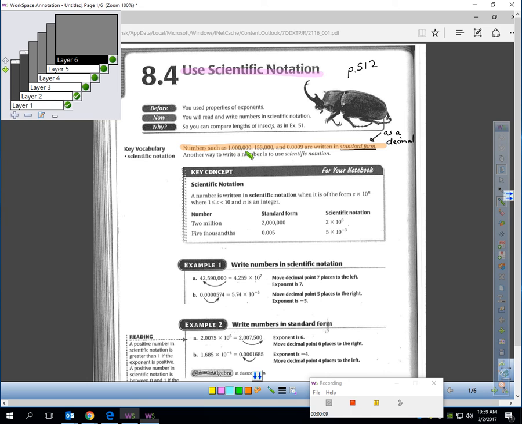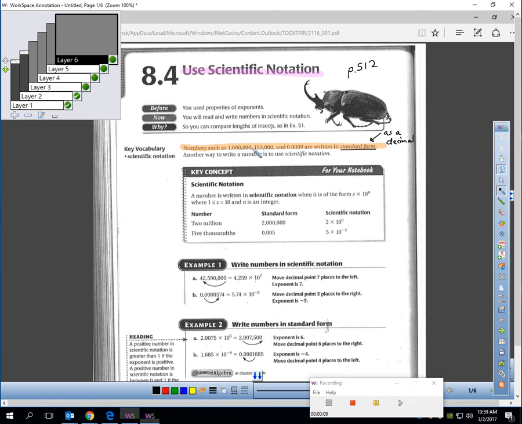Numbers like 1,000,000, 153,000, and 9/10,000ths are written in standard form. Now, standard form also can be called written as a decimal. Those are all written as decimals.